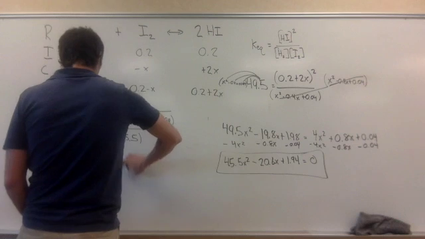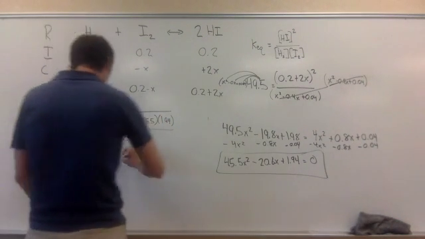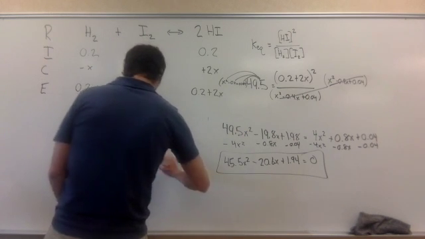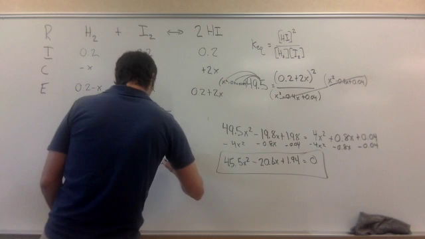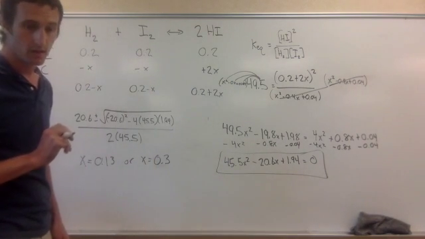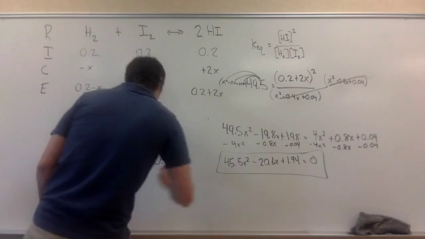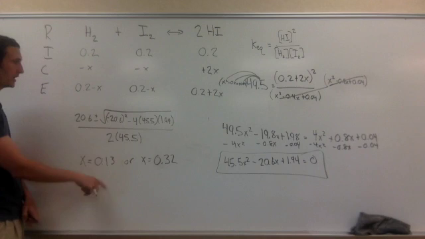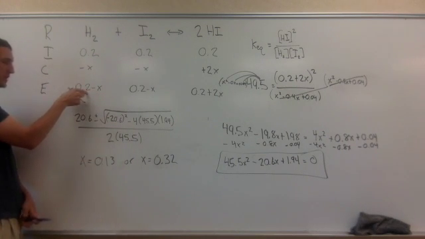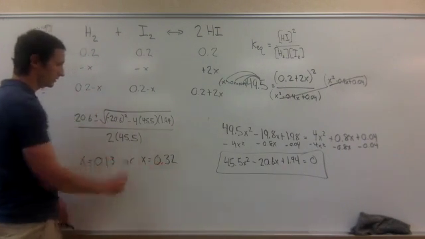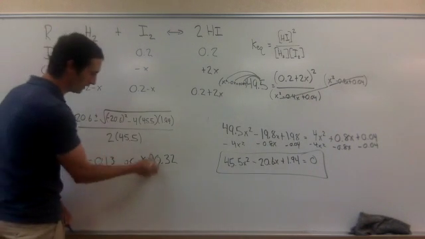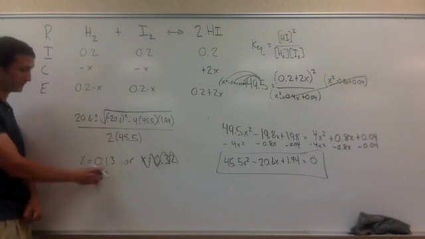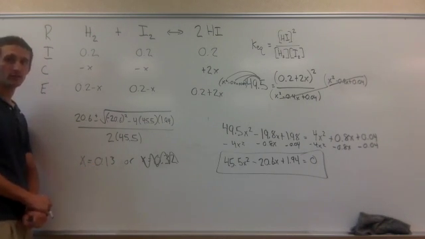Actually, I'm just going to keep 2 digits. Or x was equal to 0.32. So here's my 2 values of x that I got. I started with 0.2, so it would be really hard to lose 3.2. So I don't think that value of x is correct. And guess what? This is the same answer I got when I did my shortcut too.